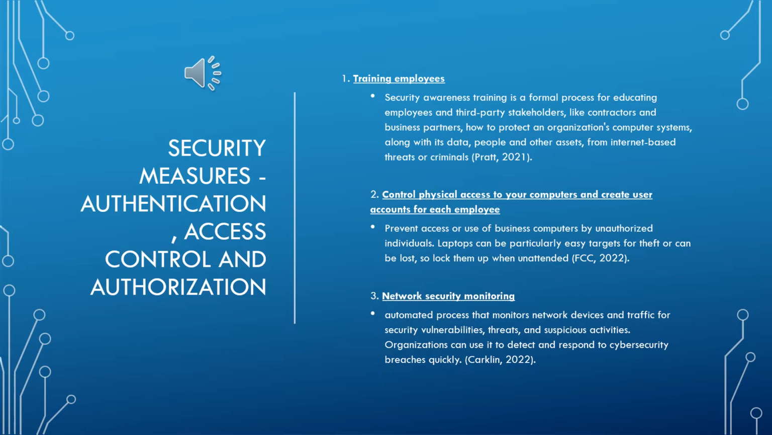Let's talk about security measures, authentication, access control, and authorization. First, let's start with training employees. Security awareness training is a formal process for educating employees and any third-party stakeholders like contractors and business partners on how to protect your organization's computer systems, along with its data, people, and other assets, from internet-based threats to criminals. This is very important because your employees will be up to date with any type of training that involves security awareness.